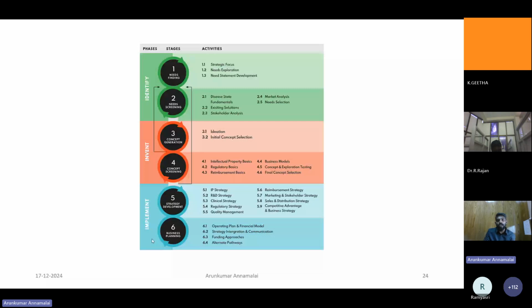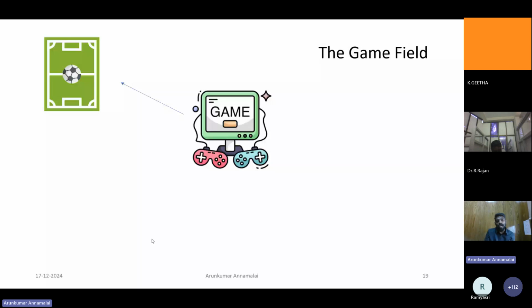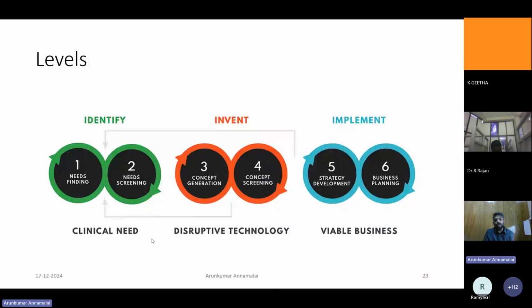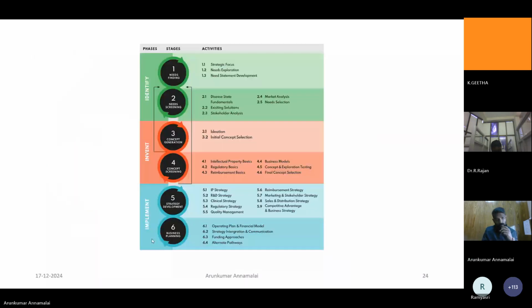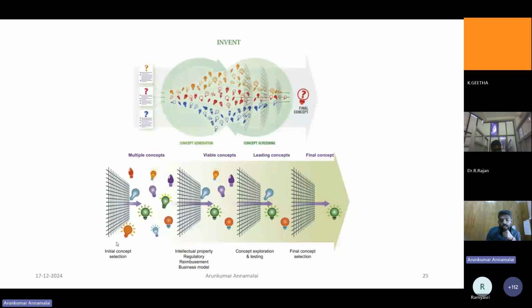So to quickly recall, in AI in healthcare the game field is the healthcare domain, and we have the levels. These are the levels, and these are the sublevels of it. Any questions so far? I take that as a no, and this is how the pathway looks. You have the concept generation, the concept screening, initial concept selection, viable concept, then leading concept, and finally the final concept comes through.